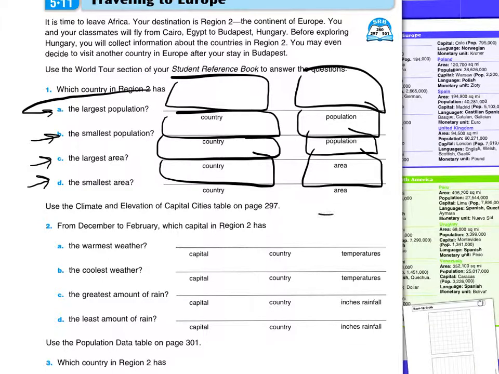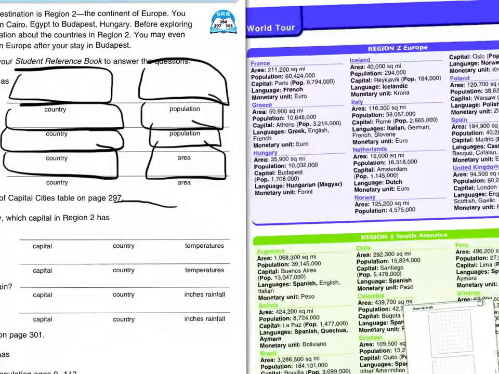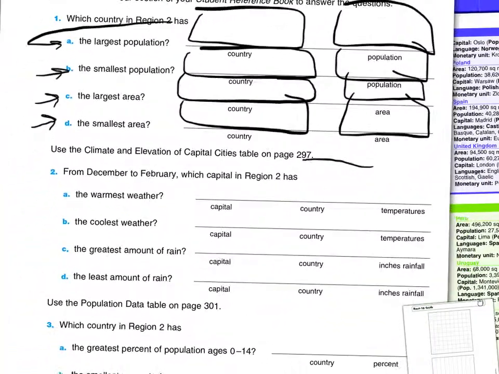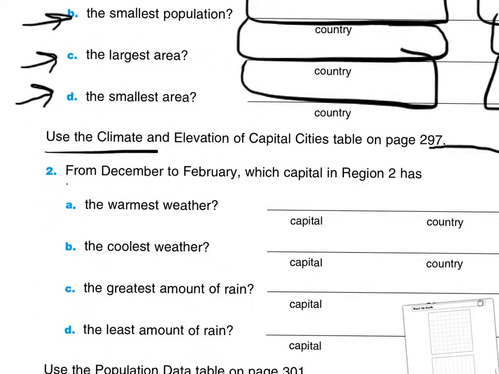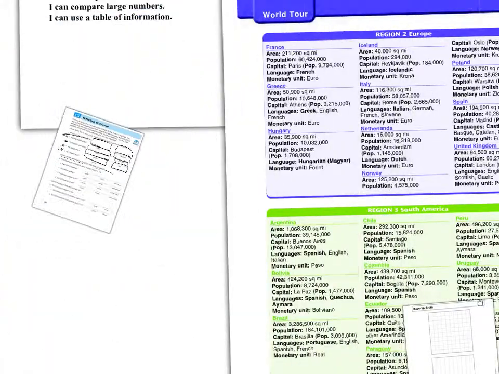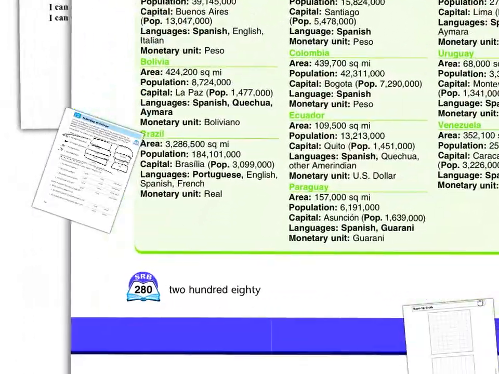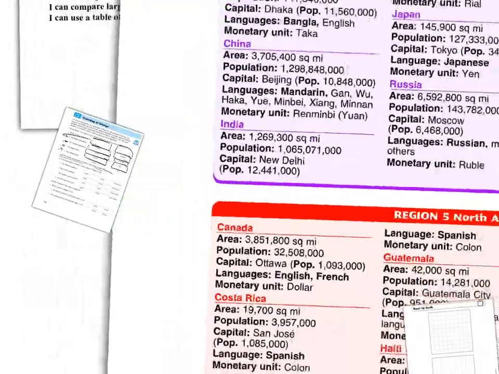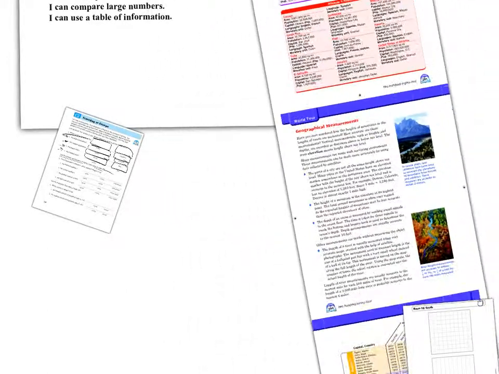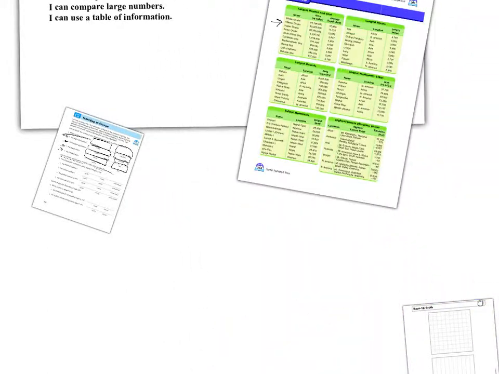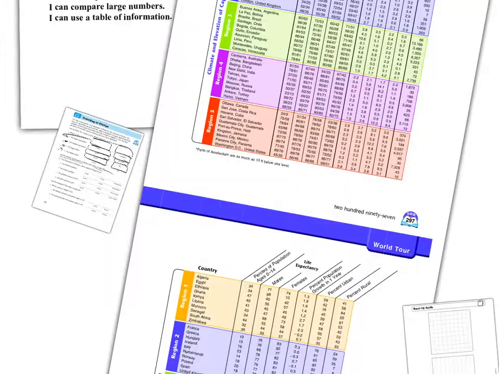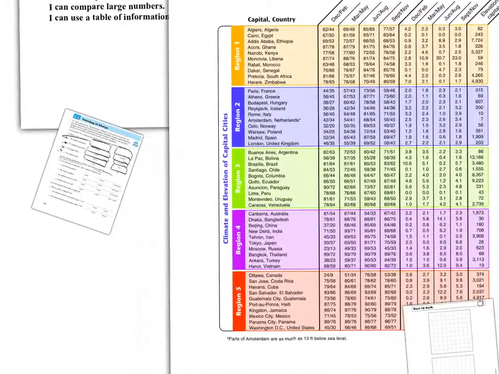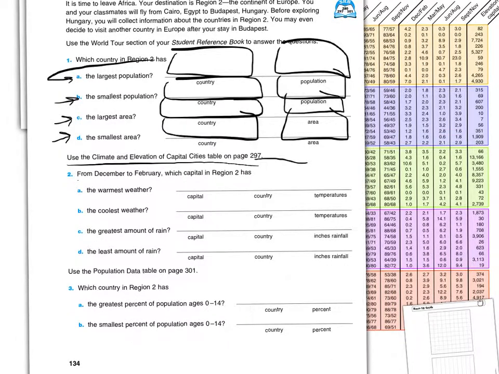Okay, so once you do that section, all from region 2 for Europe, you're going to go to the next part. It says use the climate and elevation of capital cities table on page 297. So that means you'll have to go find 297, which is, let's see, 297. You have to scroll down. Sorry, this is probably getting you nauseous. 297 is on this page, so you'll need to answer A, B, C, and D for that.